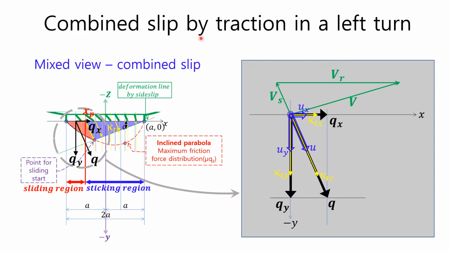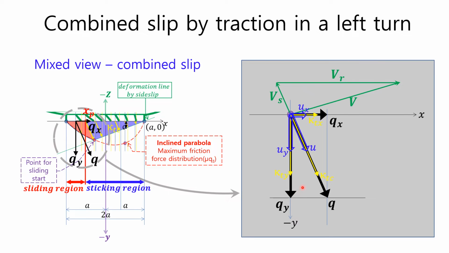In a combined slip by traction in a left turn, the force acting on the bristle can be expressed as in the left figure on the tire contact patch, and if it is described as a vector system, it can be expressed as in the right figure. In traction, bristle force Qx is positive, and in the left turn, bristle force Qy is negative.